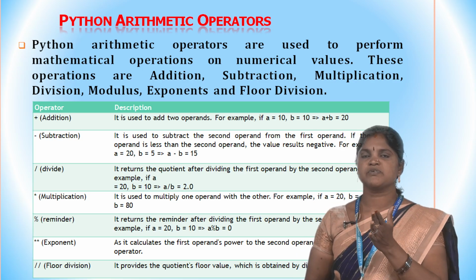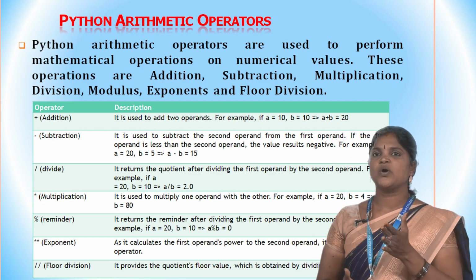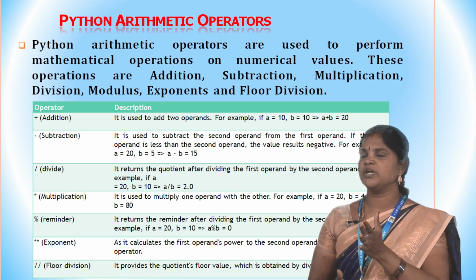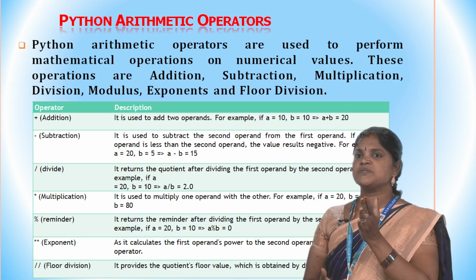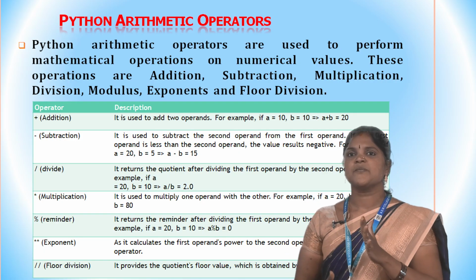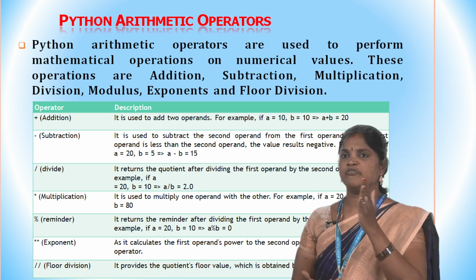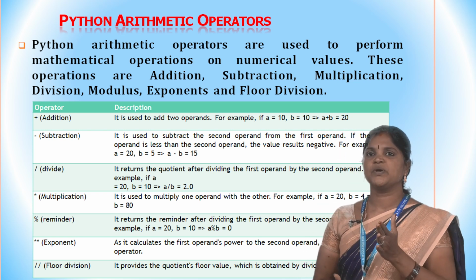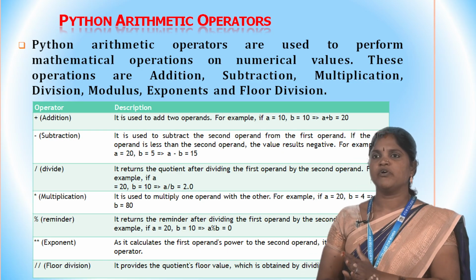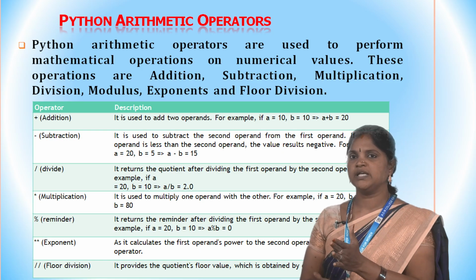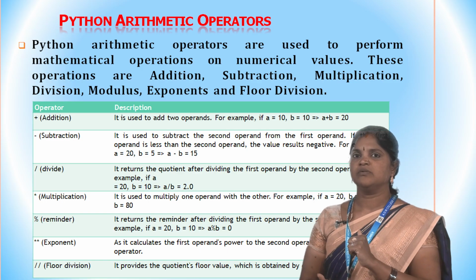Operator and description. First one, addition. It is used to add two operands. For example, if A = 10 and B = 10, A + B = 20. Subtraction. It is used to subtract the second operand from the first operand. If the first operand is less than the second operand, the value results negative. For example, if A = 20, B = 5, then A - B = 15.